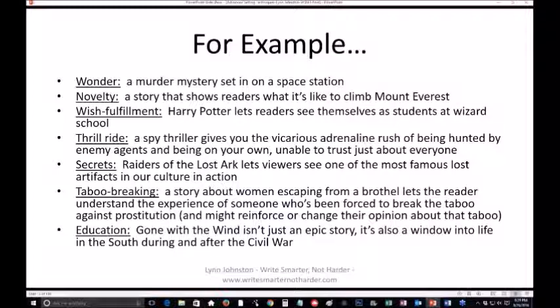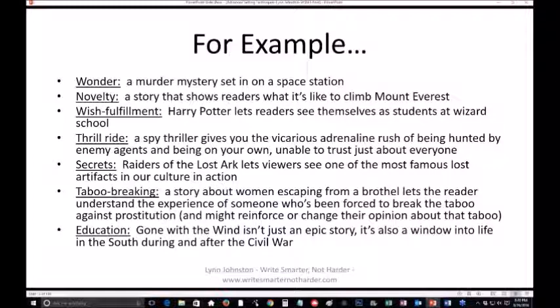And you know, in real life, I wouldn't want to do that, but it's sure fun to read about. Raiders of the Lost Ark was a great example of a story in a setting where secrets were actually the big appeal. Getting to see one of the most famous lost artifacts in history, and not just in getting to see it, but getting to see it in action. That was one of the really fun things about Raiders of the Lost Ark.